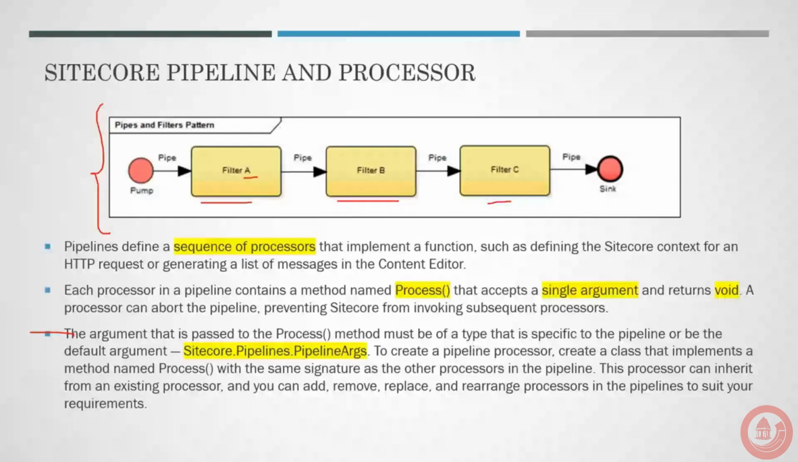So I have 3 processors here: processor A, processor B, and processor C, and each processor will do some functionality here. You can write some code here, and you can then execute it.